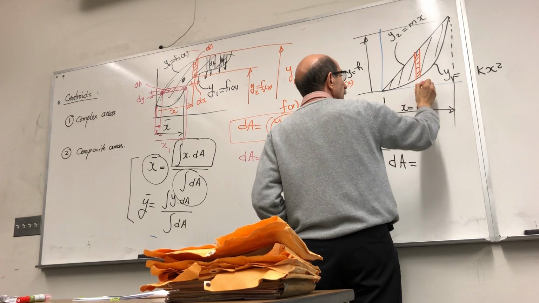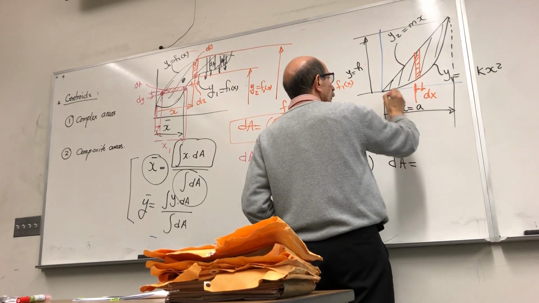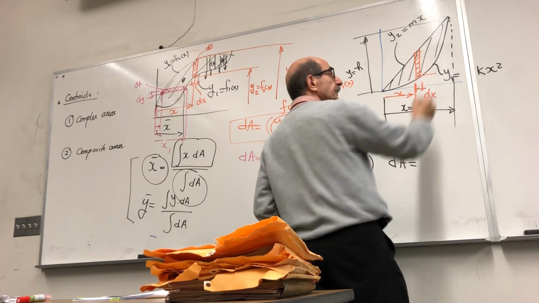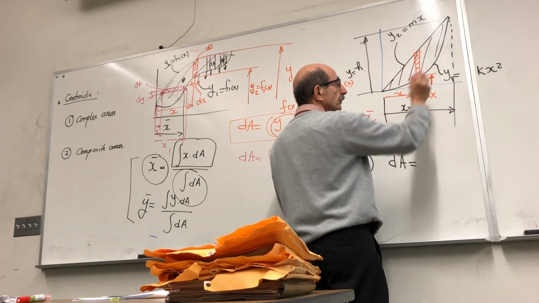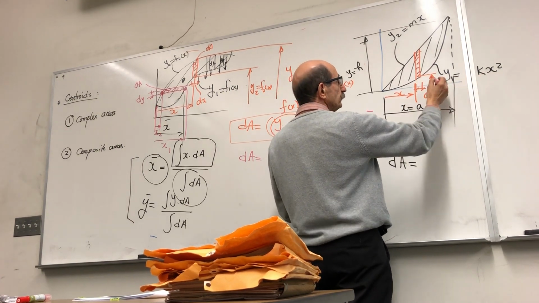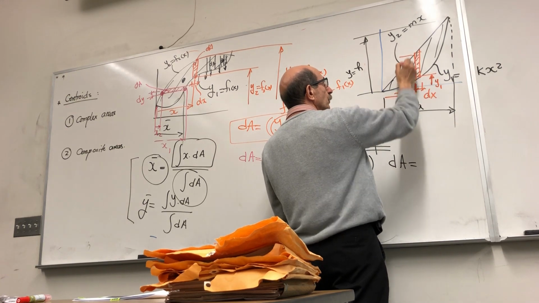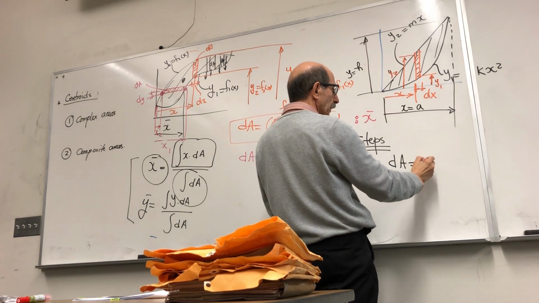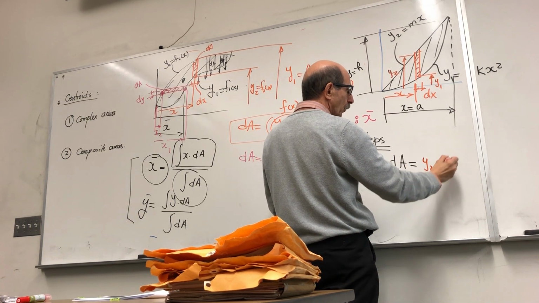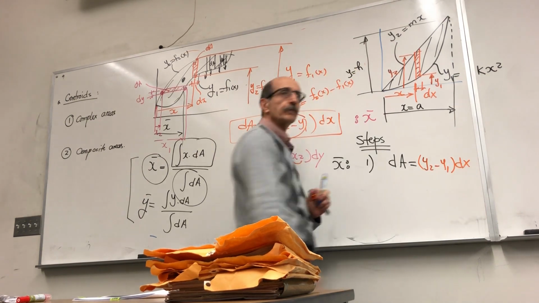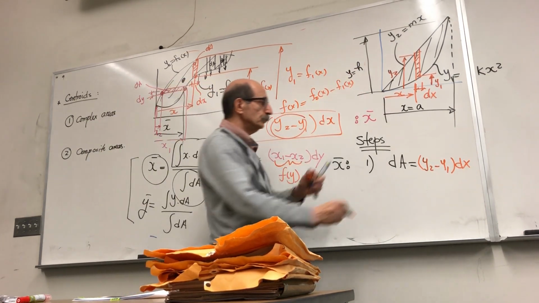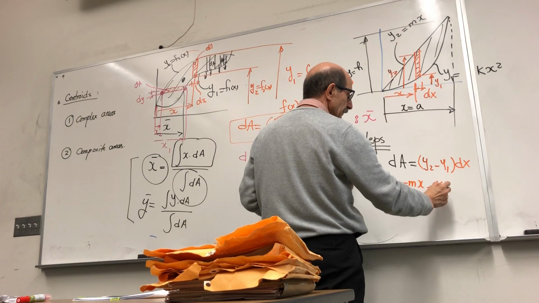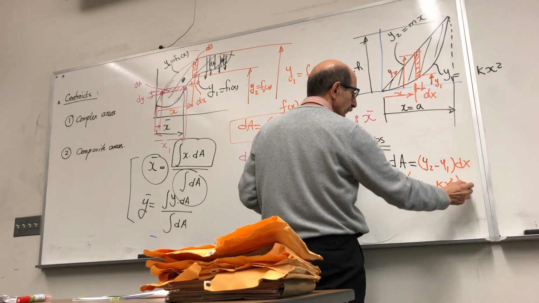So this is dx at a general point x. The area of this rectangle would be y1, which is given by this function, minus y2 given by that function. So this would be y2 minus y1 times dx. But what is y2? y2 is mx, y1 is kx squared, times dx.